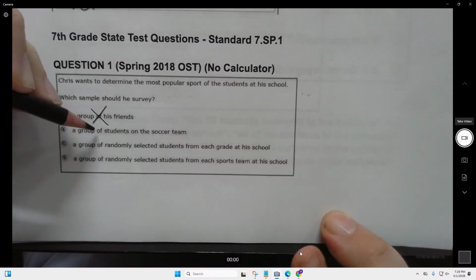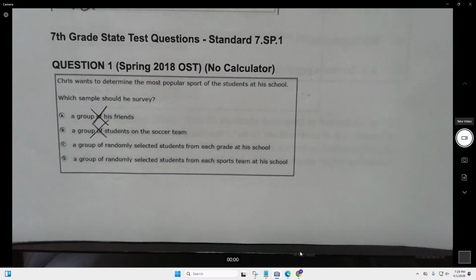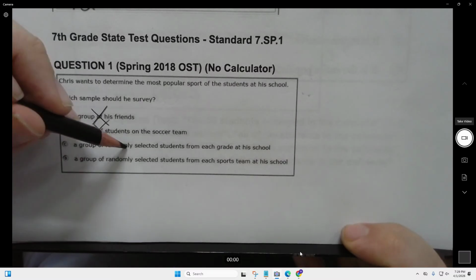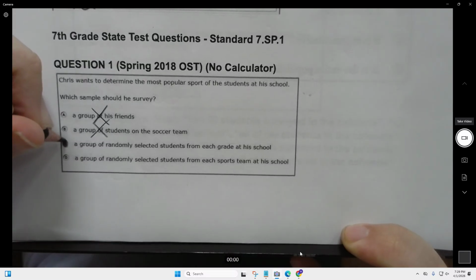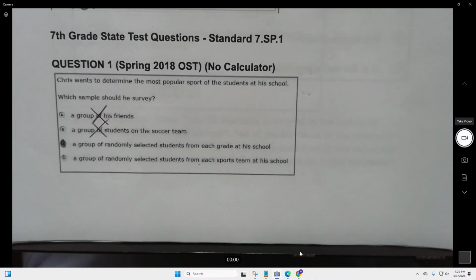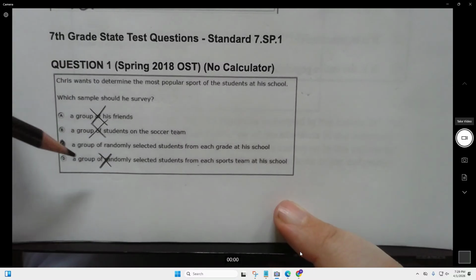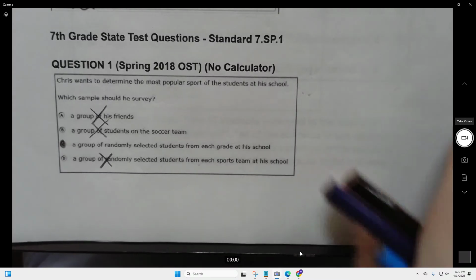B, a group of students on the soccer team. Again, not very helpful. This sets up a lot of biases. The people on the soccer team are most likely going to vote soccer. C, a group of randomly selected students from each grade at his school. This is probably the best choice. D, a group of randomly selected students from each sports team. This excludes all the people who don't play sports, and everyone's probably going to vote for their own sport. So, doesn't really help. C is the best way to go. You want as random of a sample as possible when you're doing statistics.